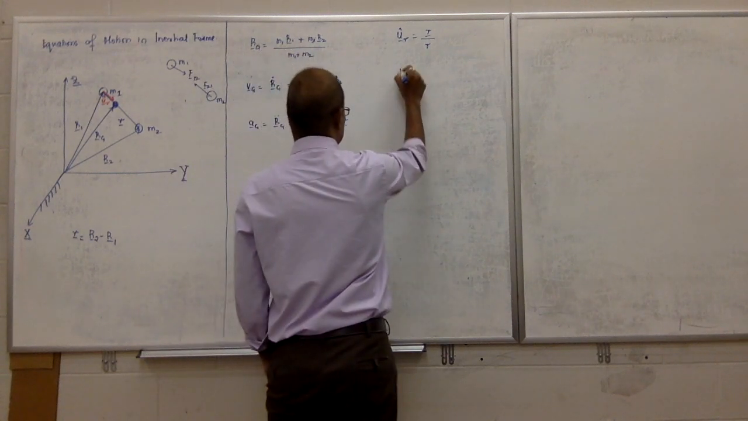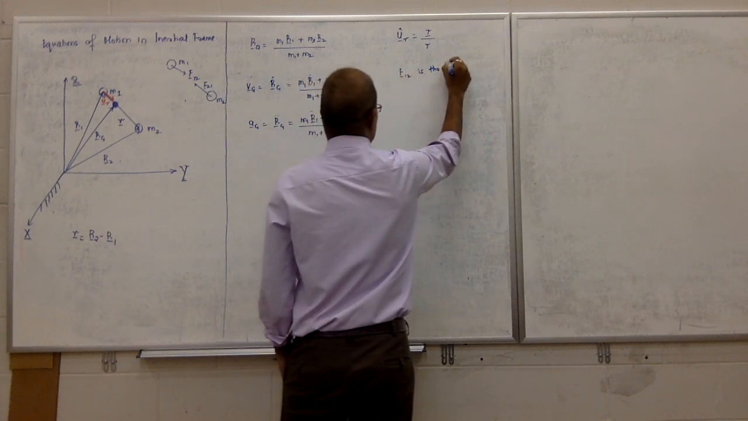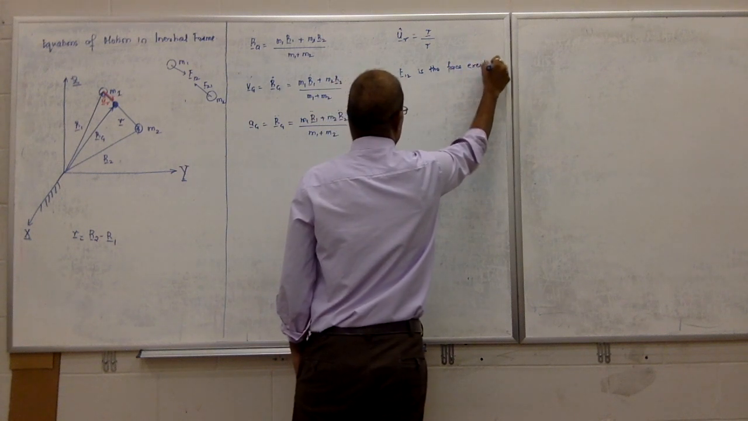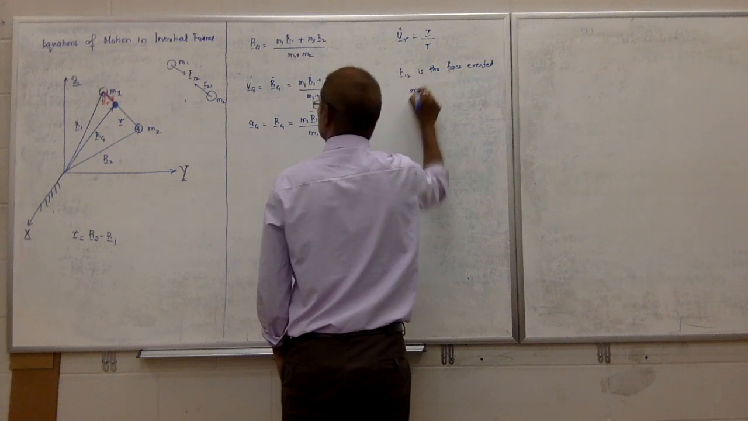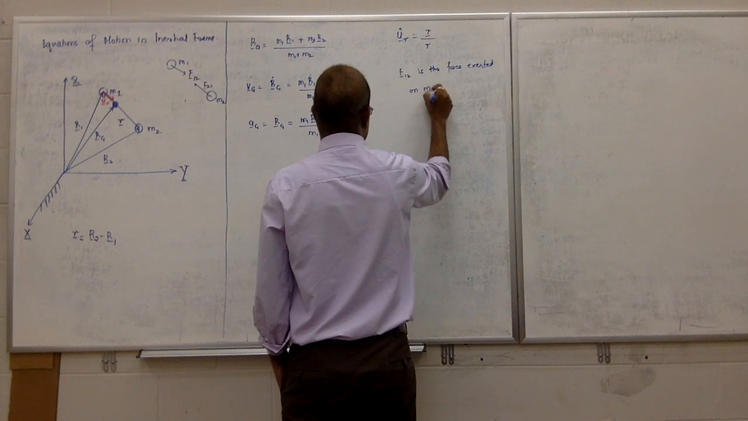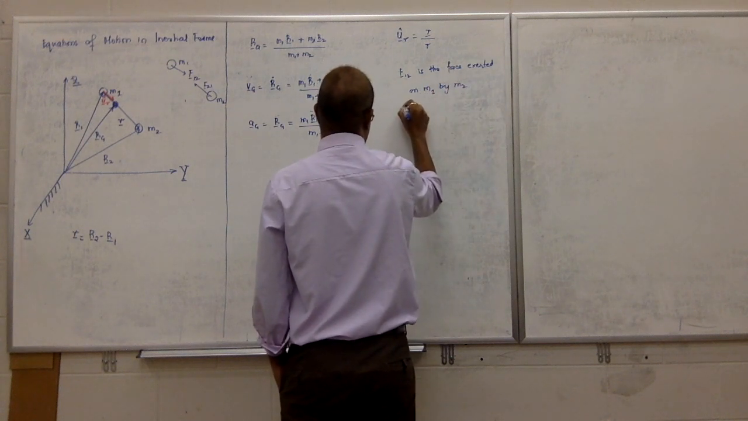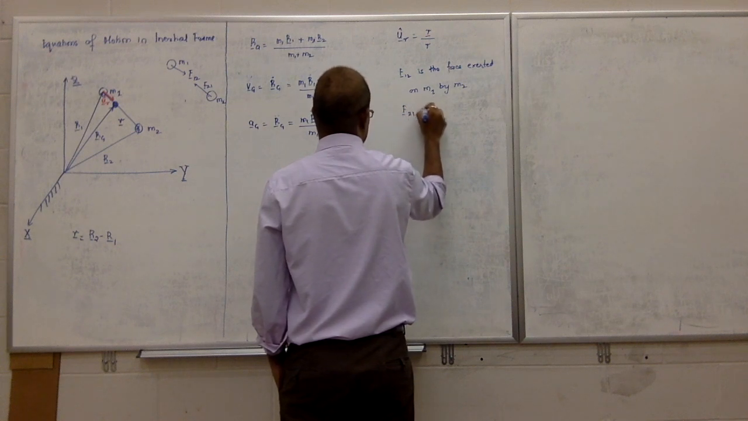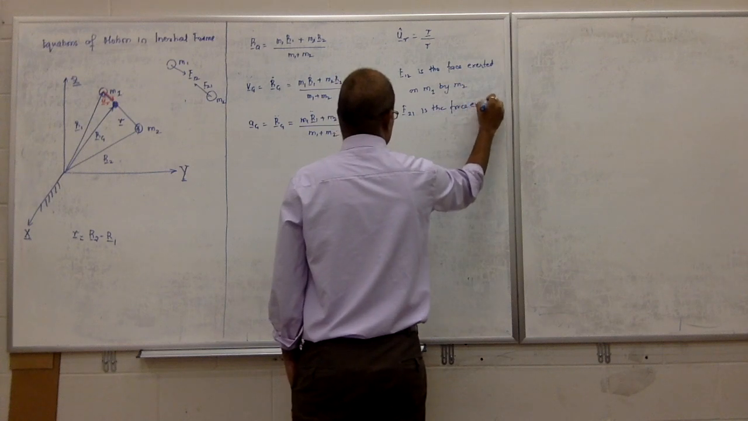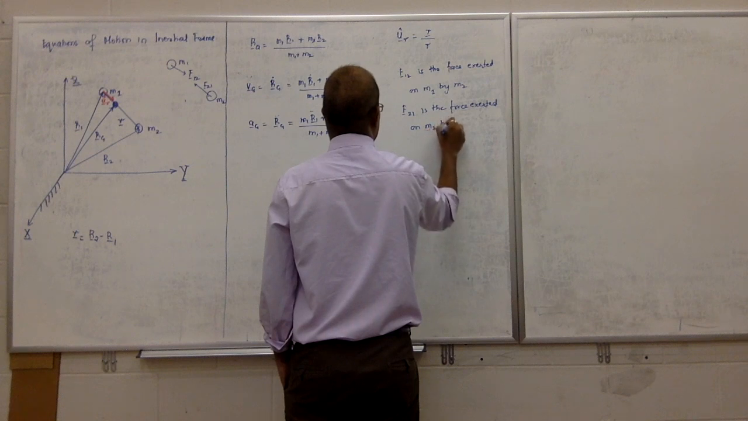F12 is the force exerted on M1 by M2, and F21 is the force exerted on M2 by M1.